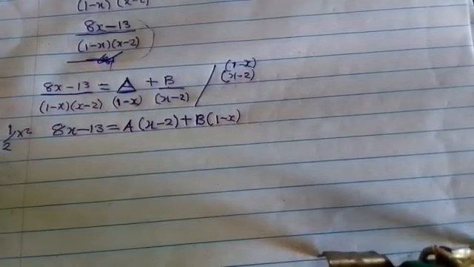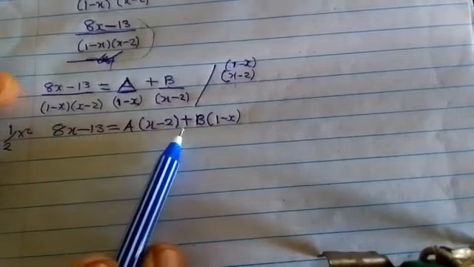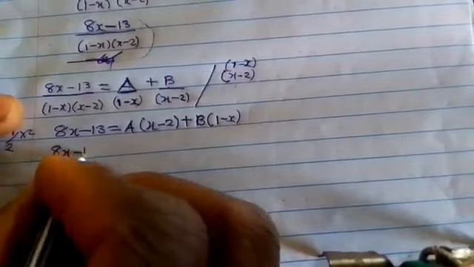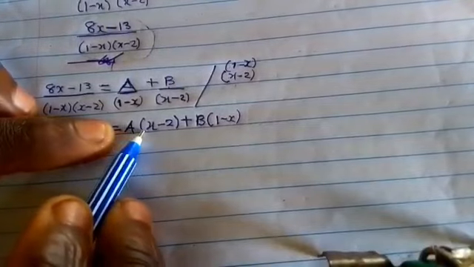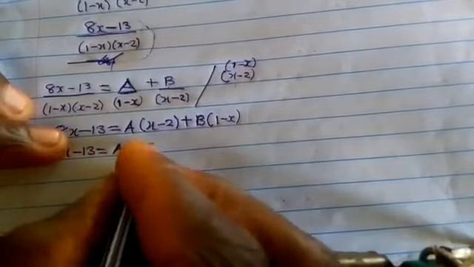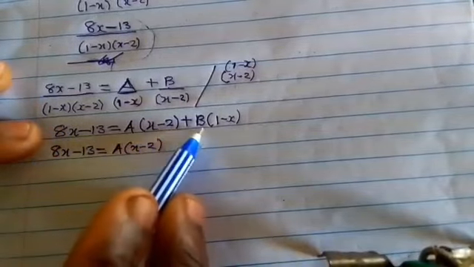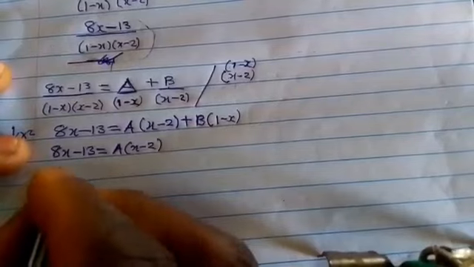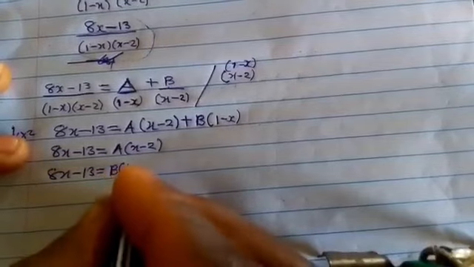Yes. So what I'm going to do here, since these two are separated by a plus, I'm just going to write this one, which is 8x minus 13, and equate it to a, open bracket, x minus 2, close bracket. Okay? And also, I'm just going to write the same one and also equate it to this one, which is b, open bracket, 1 minus x, close bracket. So here we are having b, open bracket, 1 minus x, close bracket.